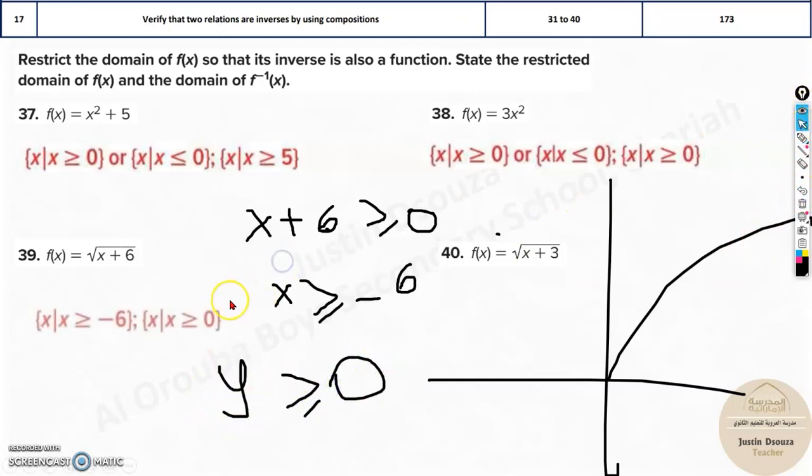Now look at the answers. What is happening? This one, yes, it's clear. It's greater than or equal to minus 6. And for the domain of the inverse function, look, the range is changed. Instead of y, we put x greater than or equal to 0. So please remember this. Whatever is given, find its domain, find its range. Even in the last video, we have talked about this. Find the domain and range. Whatever is the range will become the domain for the inverse function.